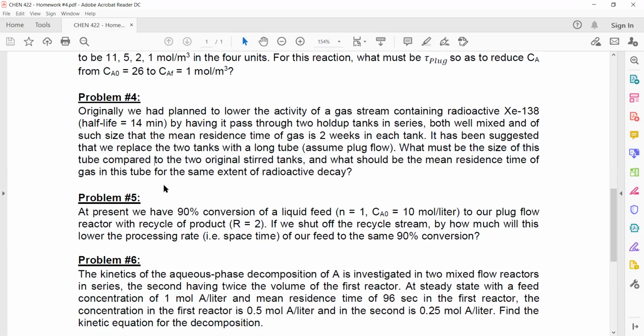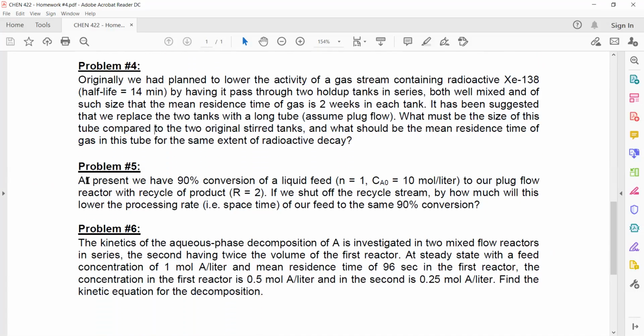Okay, so now we're doing problem number 5. Problem number 5, you're being told at present we have a 90% conversion of liquid feed, n equals 1, CA0 is 10, to our plug flow reactor with recycle of product. So I have a plug flow with recycle. If we shut off the recycle stream, by how much will this lower the processing rate of our feed to achieve the same 90% conversion?